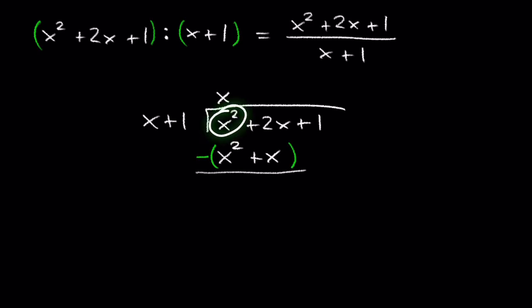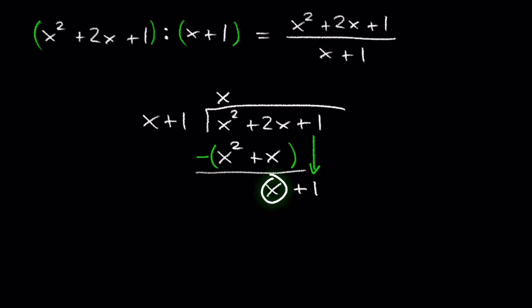So x squared minus x squared is 0 and 2x minus x is x. Be careful here. We subtract a positive number. Now we do the same like in regular division. We bring down the 1 and do the same division steps like before with x plus 1.